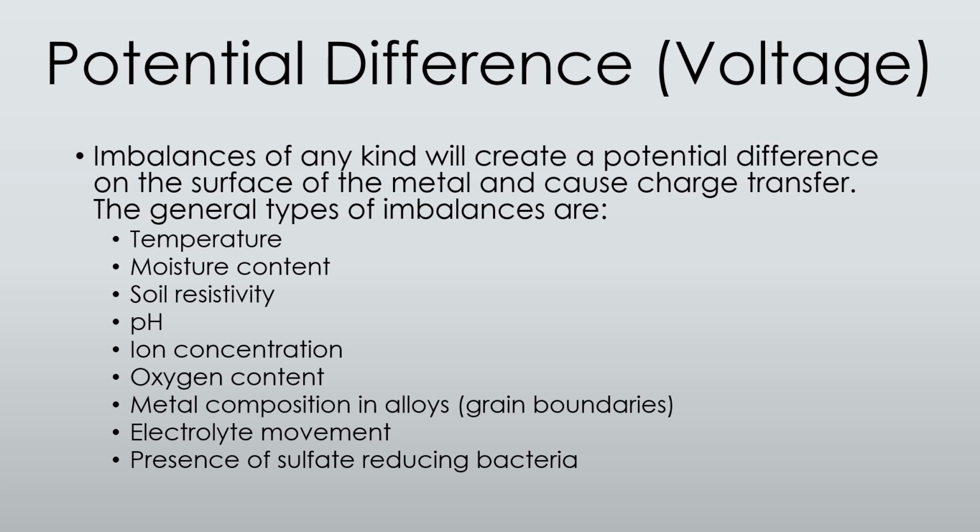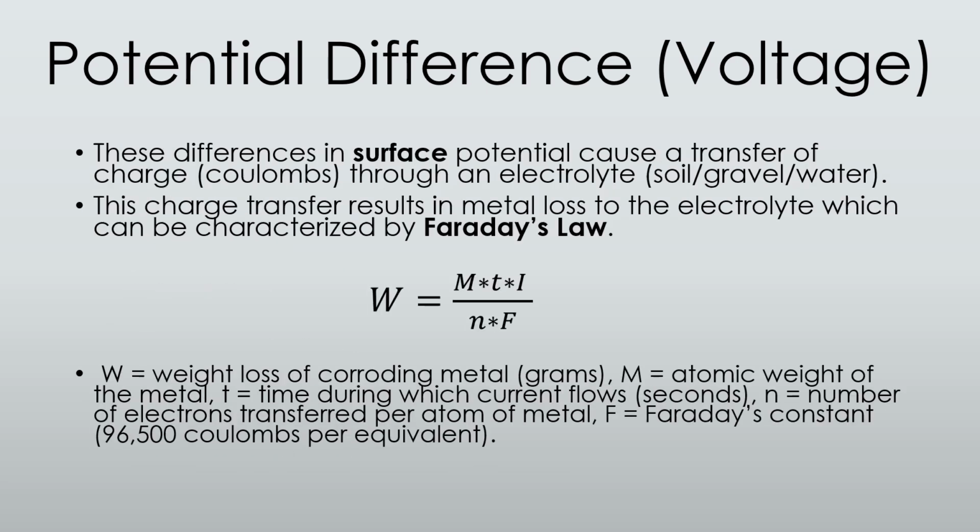Imbalances of any kind will create a potential difference on the surface of the metal and cause charge transfer. These general types of imbalances can be due to temperature, moisture content, soil resistivity, pH, ion concentration, oxygen content, the metal composition in alloys, and electrolyte movement, so if you have a flow of water next to the surface of a metal, and the presence of sulfate reducing bacteria. These differences in surface potential, and surface is in bold for a reason, because that's the only place where these interactions occur. They don't occur back in the bulk metal. It's right on the edges of the exposed metal.